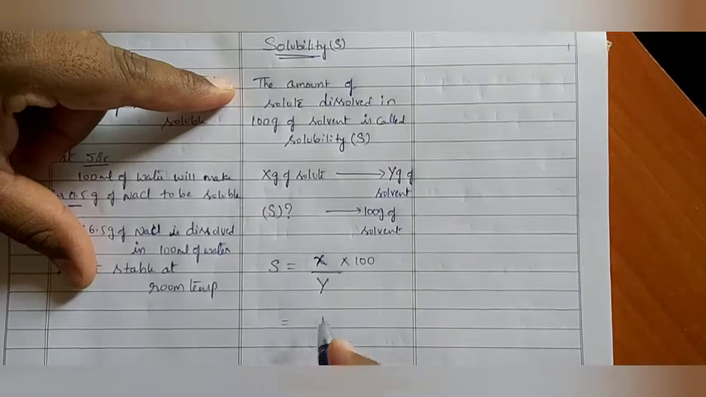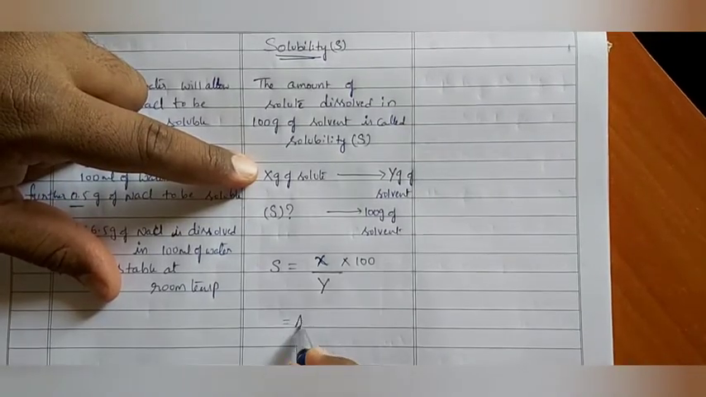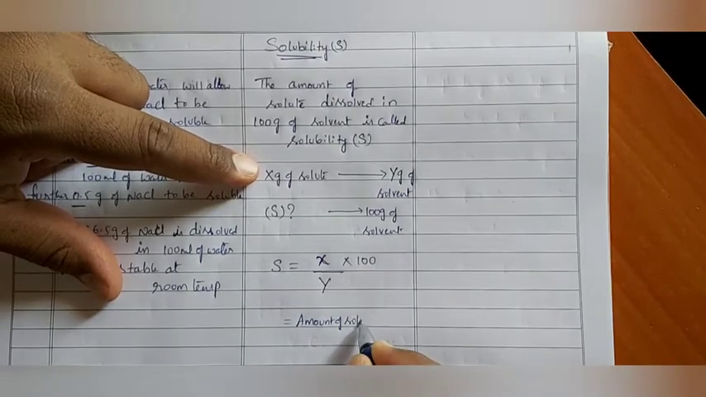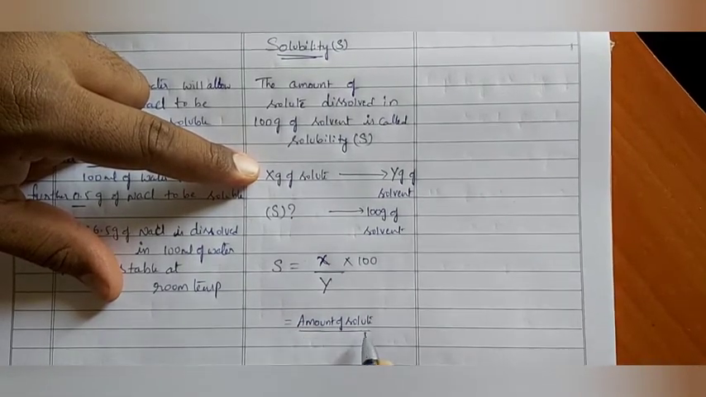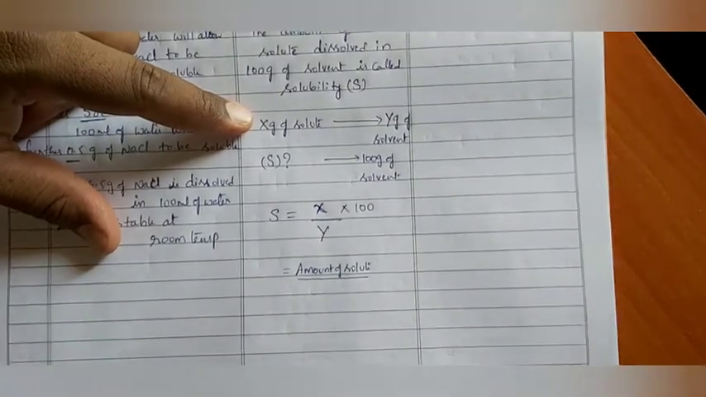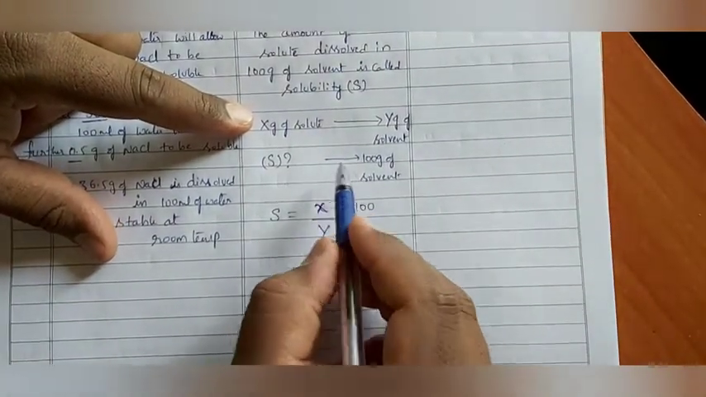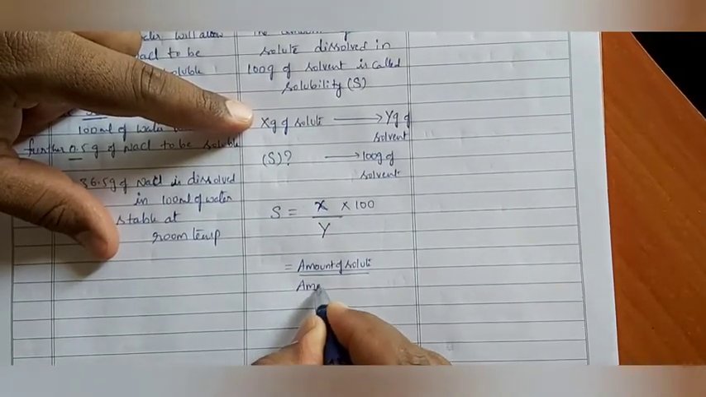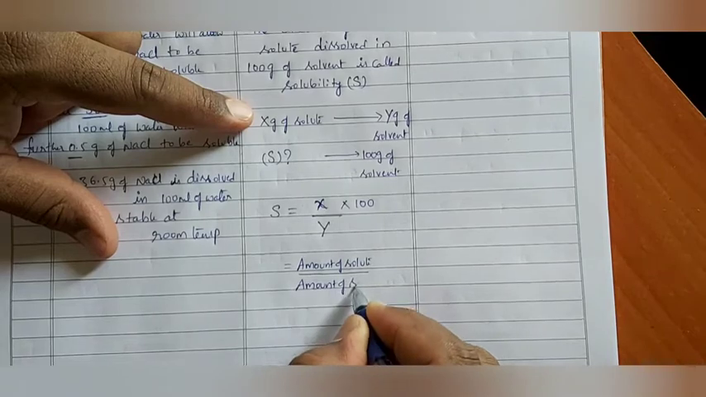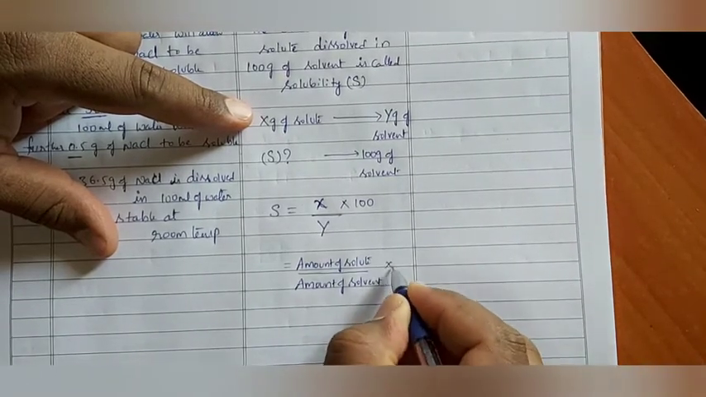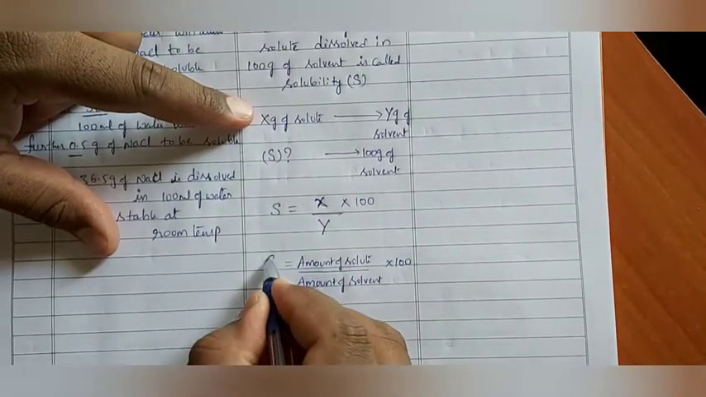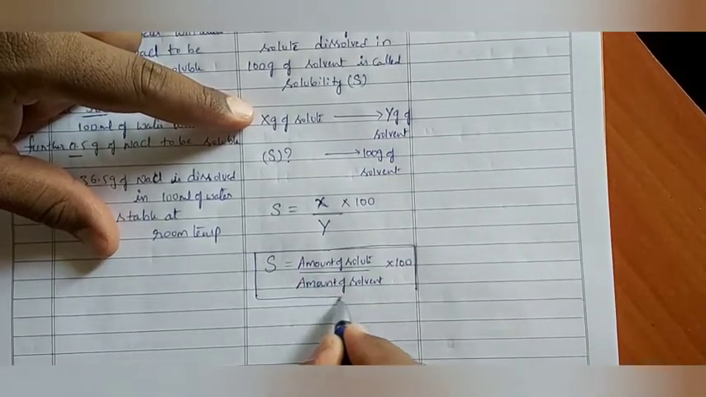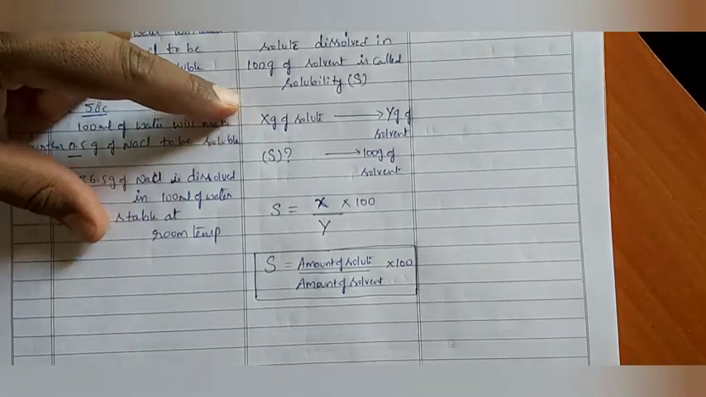What is meant by X here? Amount of solute. What is meant by Y here? Amount of solvent. Therefore, it is amount of solute by amount of solvent into 100, which is called solubility. This is the formula of solubility.